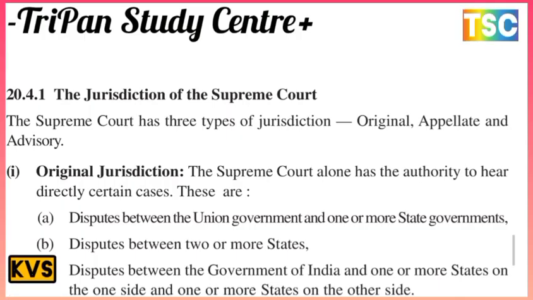This is the most important. The first point here: original jurisdiction. The Supreme Court alone has the authority to hear directly certain cases. These are disputes between the Union government and one or more state governments; disputes between two or more states; and disputes between the Government of India and one or more states on the one side and one or more states on the other side.